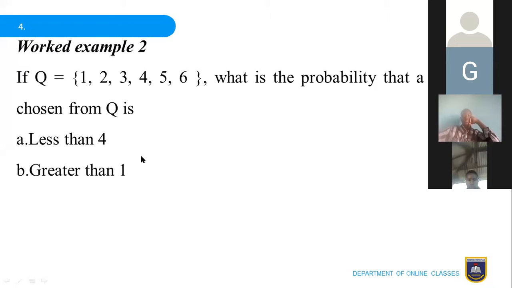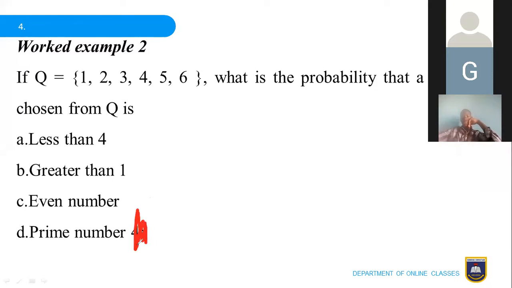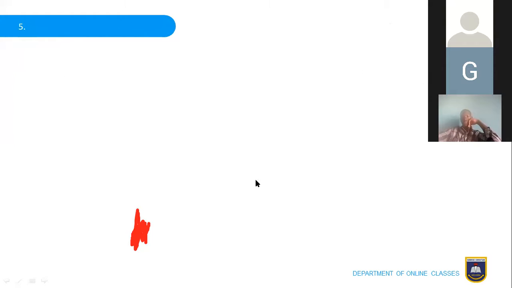The second one, the number chosen from Q is greater than 1. The third, the number chosen from Q is an even number. The number chosen from Q is a prime number. Please, there is no 48 there. The number chosen is a prime number. The next one. Okay, so that is all.